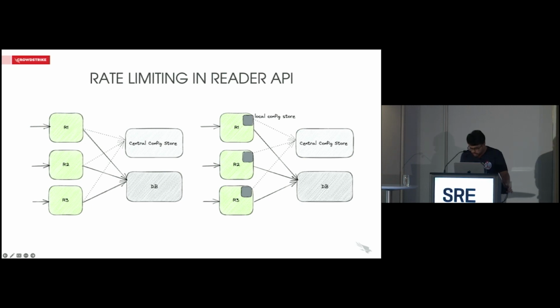Also, it is not uncommon to use a local in-memory store in the reader containers that periodically gets updated based on the configuration values in the central store. It prevents the single point of failure that we have in the other model, but still it has some flaws. Both of these designs require centralized coordination and have a single point of failure, especially when the central store is down for extended periods of time. Even if we ignore the coordination problem, there are still some shortcomings with traditional rate limiting. Let's go through a few scenarios and explore what they are.